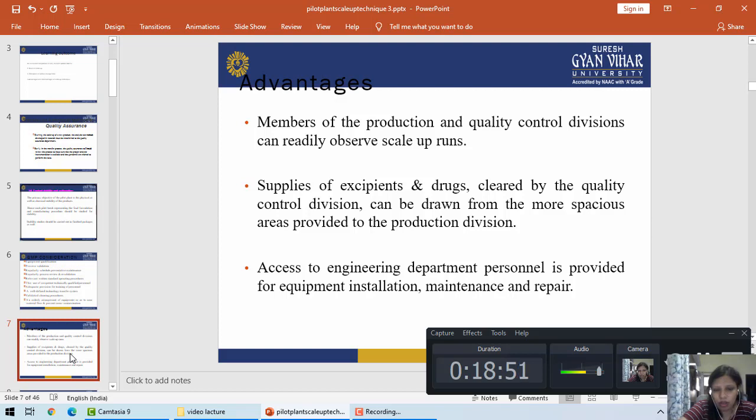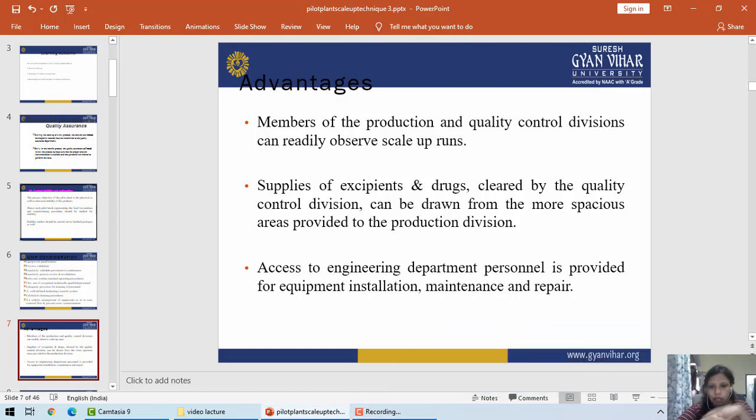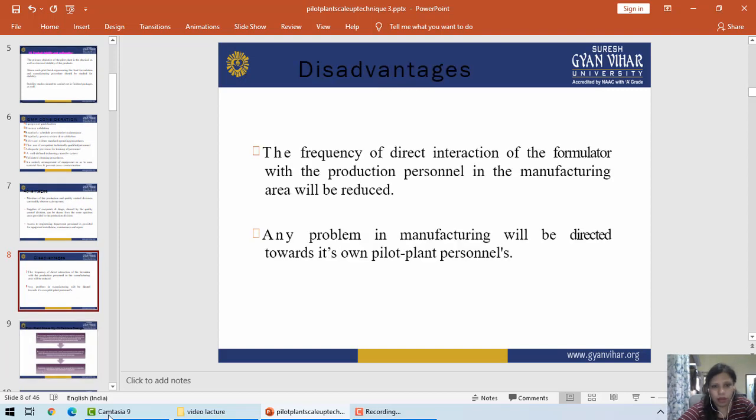Now, access to engineering department personnel is provided for equipment installation, maintenance and repair. Okay, so you can easily access the engineering department persons for equipment installation, maintenance and repair. So easy access to the engineering department for installation, maintenance and repair. This is the next advantage related to the GMP consideration in the pilot plant scale up.